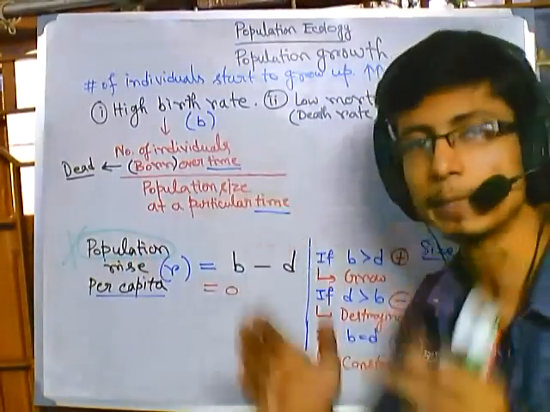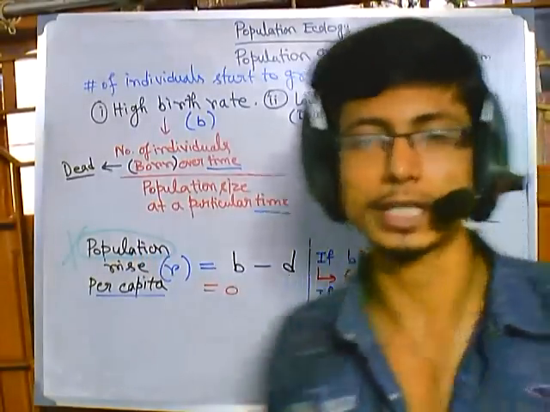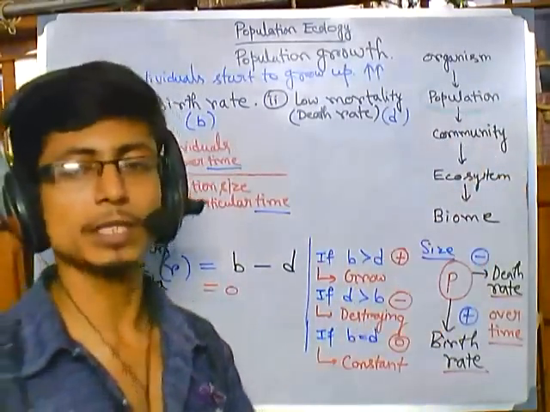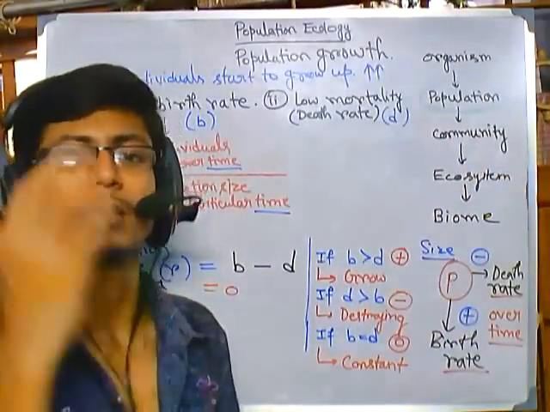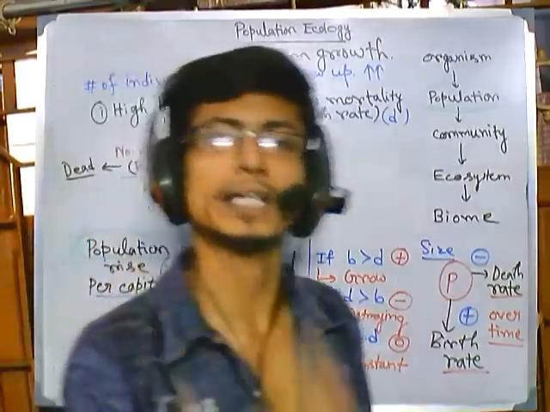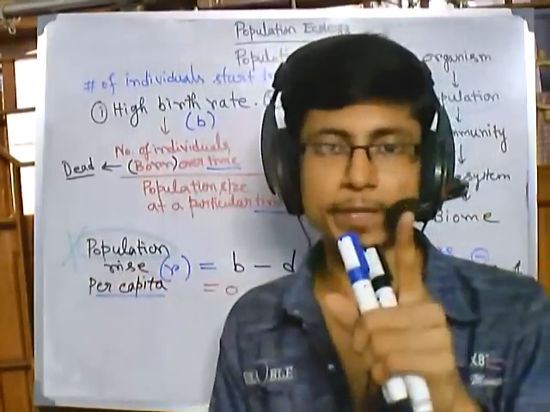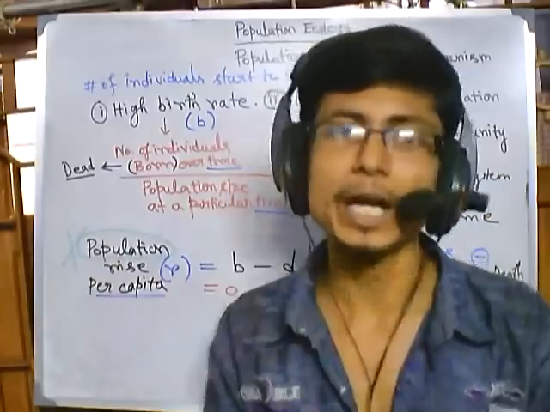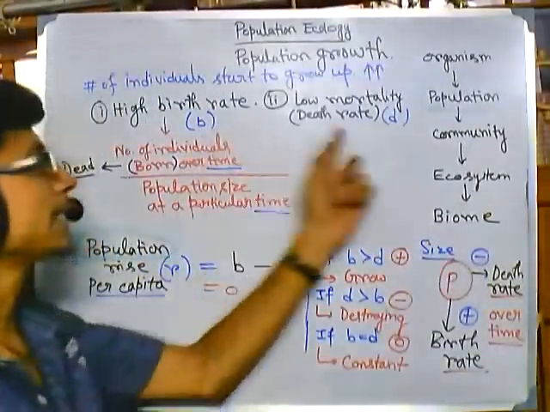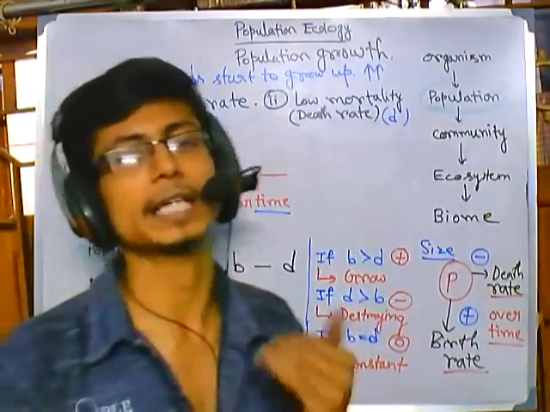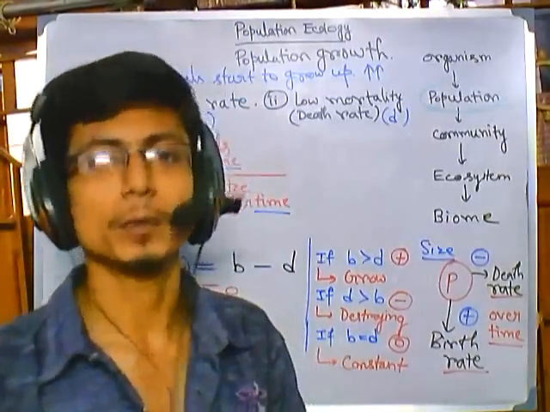So, rise per capita. In any kind of study, in population ecology as well as community ecology, whatever we're dealing with, if we try to find out the population size, its growth pattern and growth rate, the first important thing is to find out the rise per capita. And to get the rise per capita, we require the birth rate and death rate per capita, and we need to find that first.